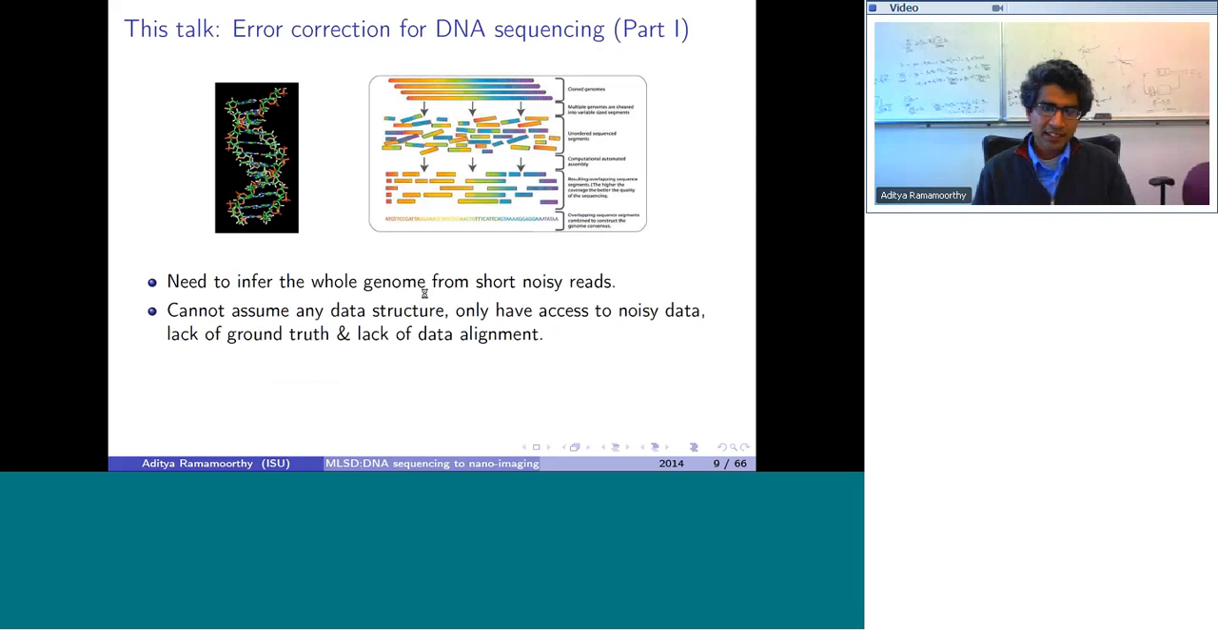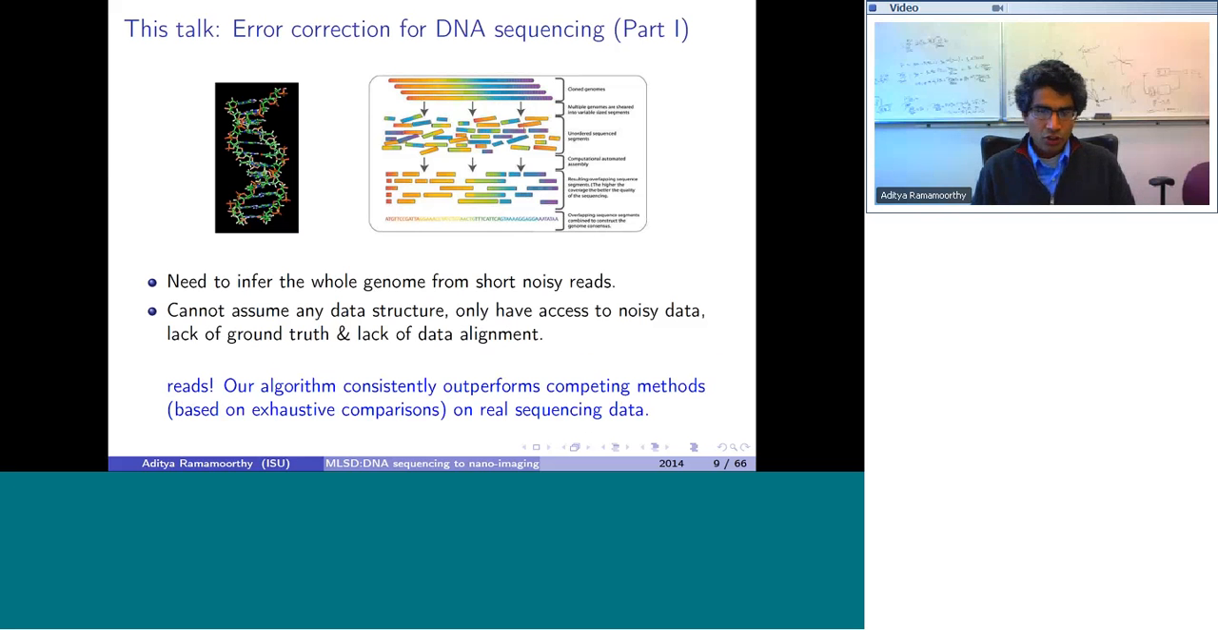The problem in DNA sequencing is as follows. The actual genome sequence, for example the human genome, is a very long string running into millions or billions of bases, or nucleotides. But the DNA sequencer cannot sequence the whole genome all at once. So you need to infer the whole genome from short noisy reads. You cannot really assume any data structure, and you have access only to noisy data, because as you'll see, these reads are noisy and there is a lack of any data alignment. I'll talk about that a little more. In this picture, you are seeing reads that come from reading portions of the actual genome, but there's no alignment between them.